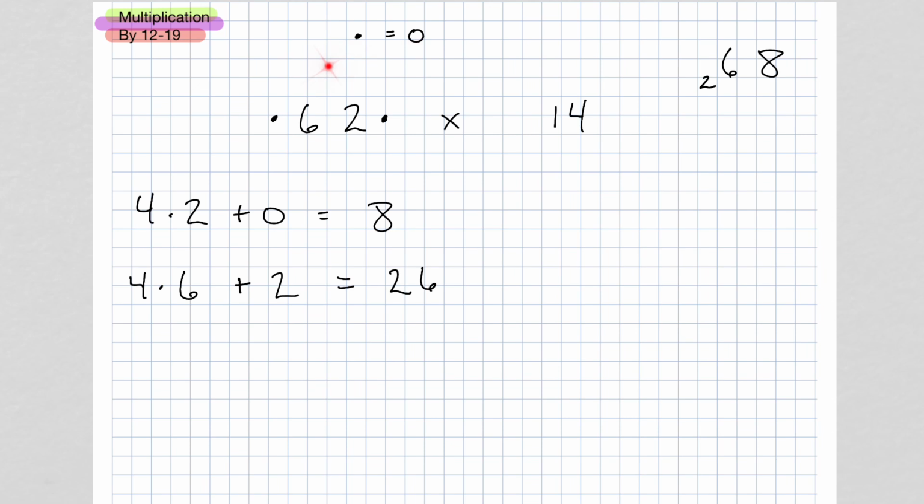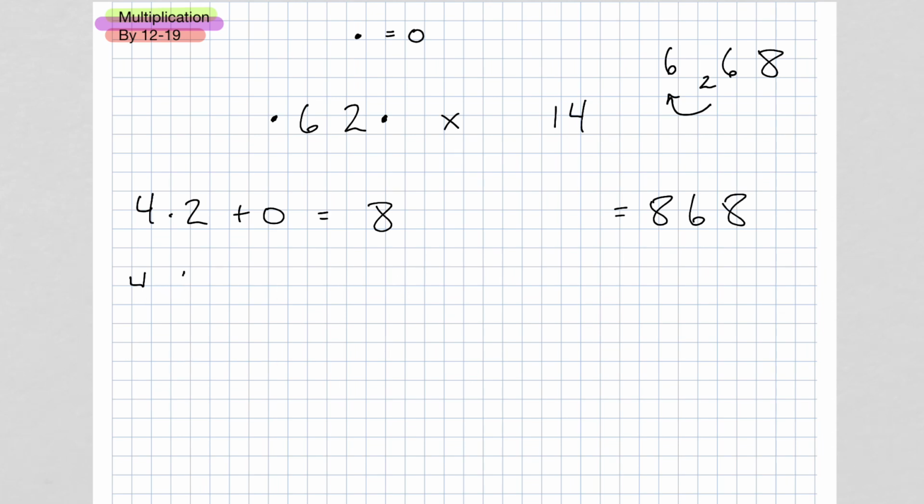Next, we're saying 4 times 0 plus 6. Okay, that's 0 and 6, that gives us 6. And then carrying that 2 over, we get 868.